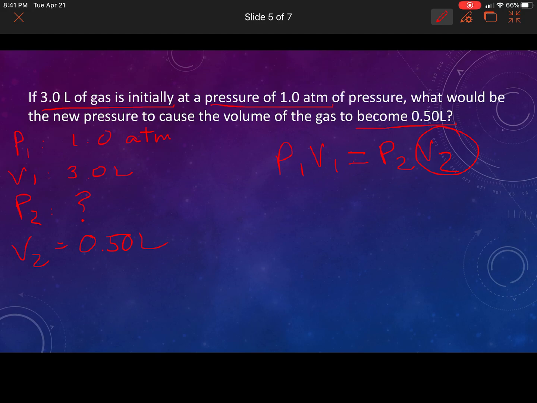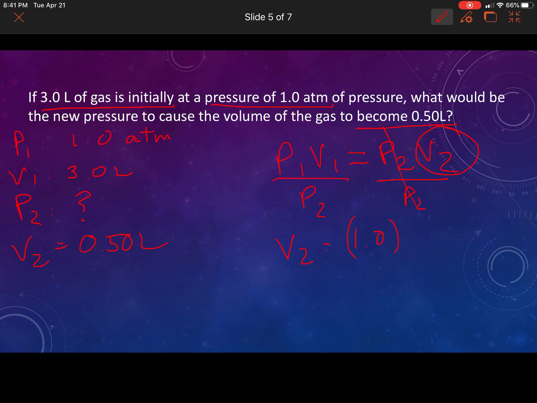I usually just get in the habit of solving the one that I'm looking for. Now, how would I get rid of that P2? Yeah, because you want to get V2 by itself, so you would end up dividing by the P2. So I'm just going to rewrite my equation here. V2, and these ones are going to cancel. V2 is going to be equal to P1V1 over P2.